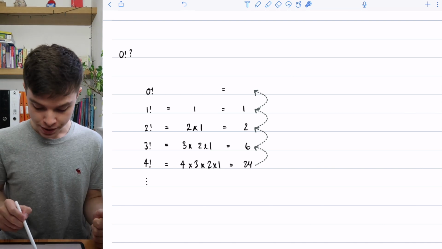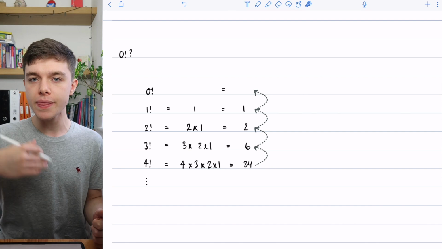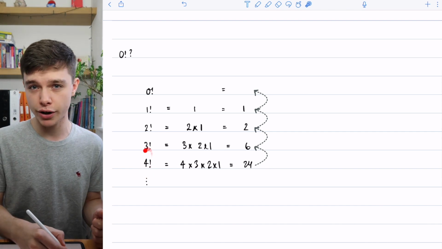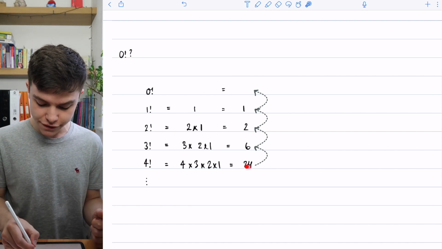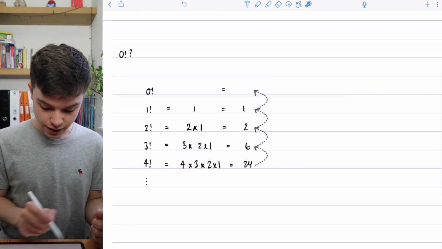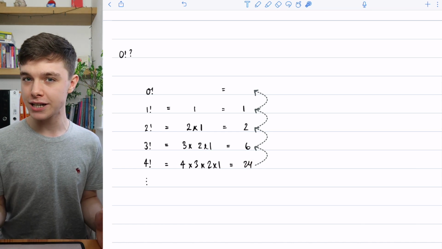So what we can do is follow these arrows each time, and look at the pattern of the factorials as we decrease the number that we're taking the factorial of. Okay, so 24, how can we go from 4 factorial to 3 factorial? How can we go from 24 to 6? What can we divide by?